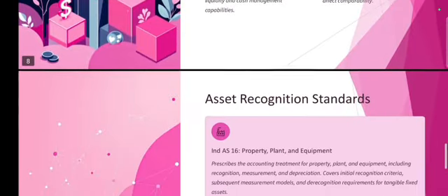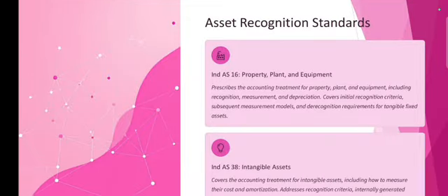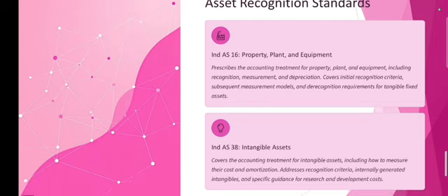Okay, so the next one is asset recognition standards, which is Ind AS 16 and Ind AS 38. Ind AS 16 explains how to account for property, plant and equipment. So let's learn about it. It prescribes the accounting treatment for property, plant and equipment, including recognition, measurement and depreciation. It also covers the initial recognition criteria, then subsequent measurement models, and then derecognition requirements for tangible fixed assets.